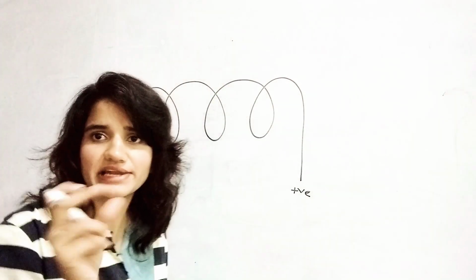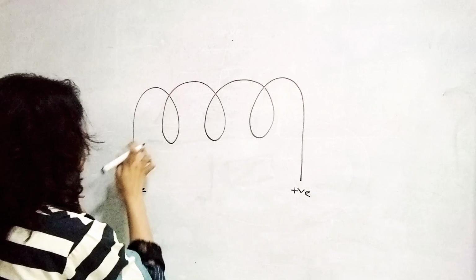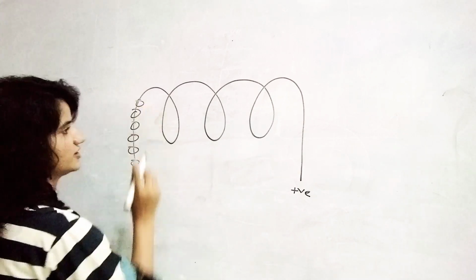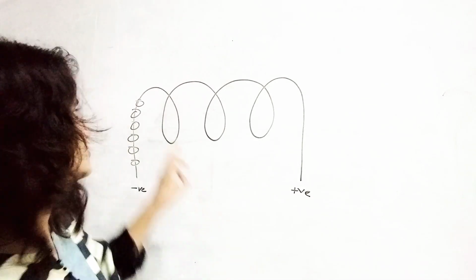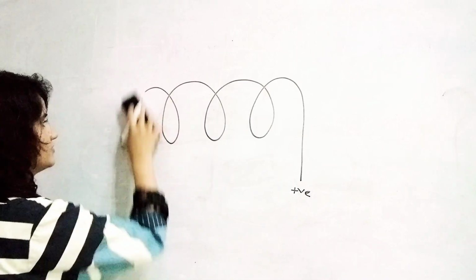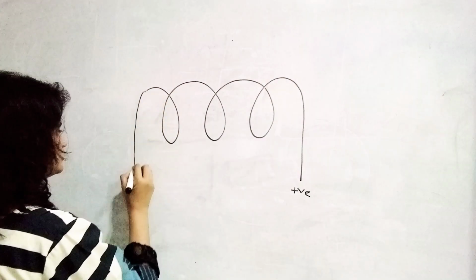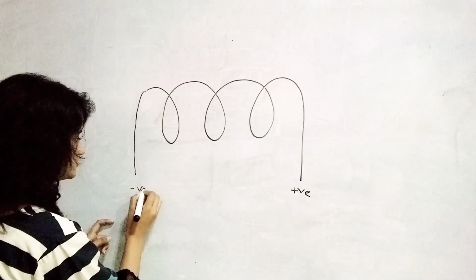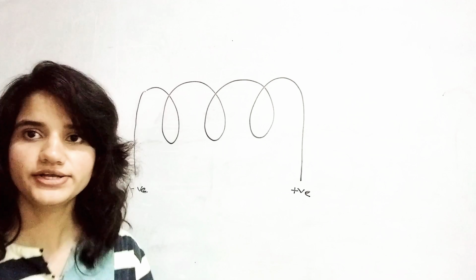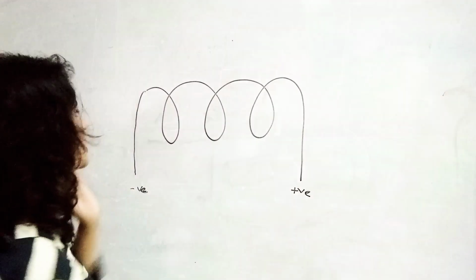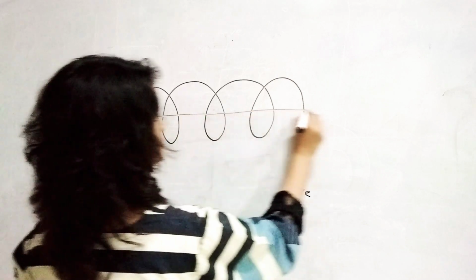The magnetic lines of force would be produced at different points. For example, it will be produced at this side, this side, this side, this side, this region. It will be produced all the way in the coil. So now what will actually happen when these magnetic lines of force join together? They will form a magnetic field. And what kind of magnetic field would be developed?